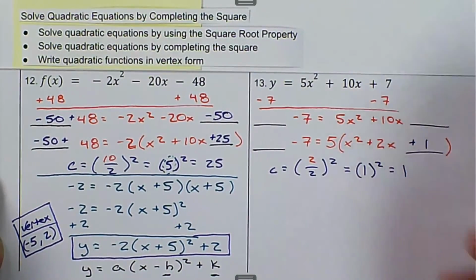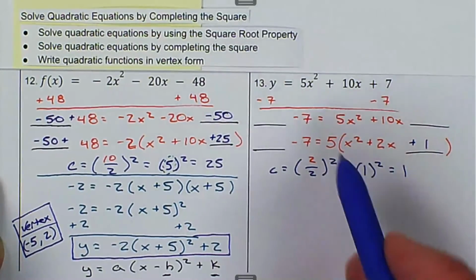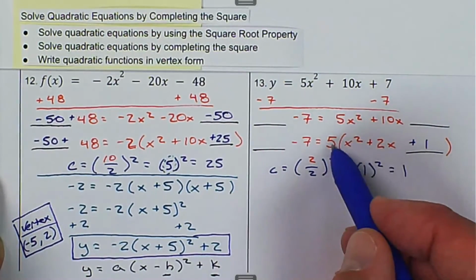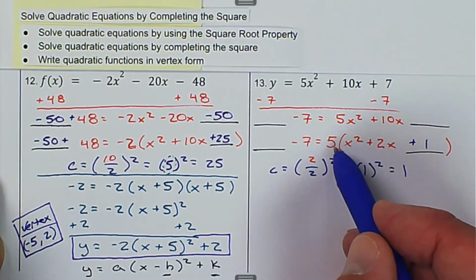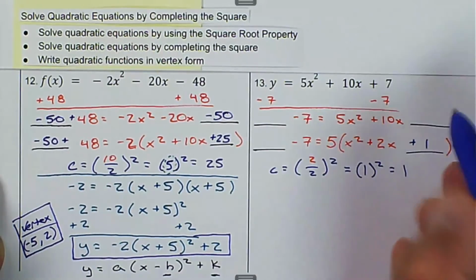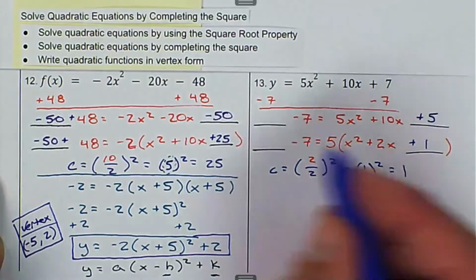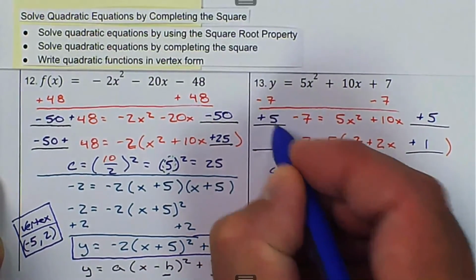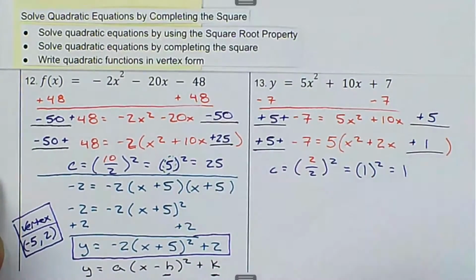So yes, we are adding 1 inside this trinomial, but we have that 5 out front that's going to be multiplied. So 5 times x squared is 5x squared. 5 times 2x is 10x. And 5 times 1 is 5. So we've actually added 5 to the right side. So we have to add 5 to the left side as well.